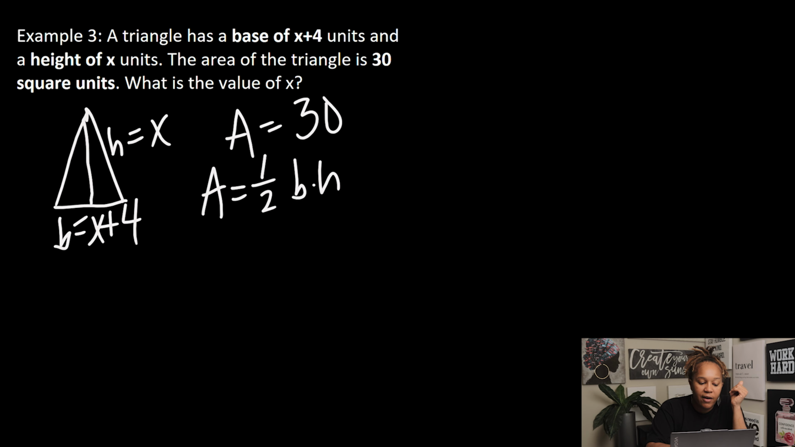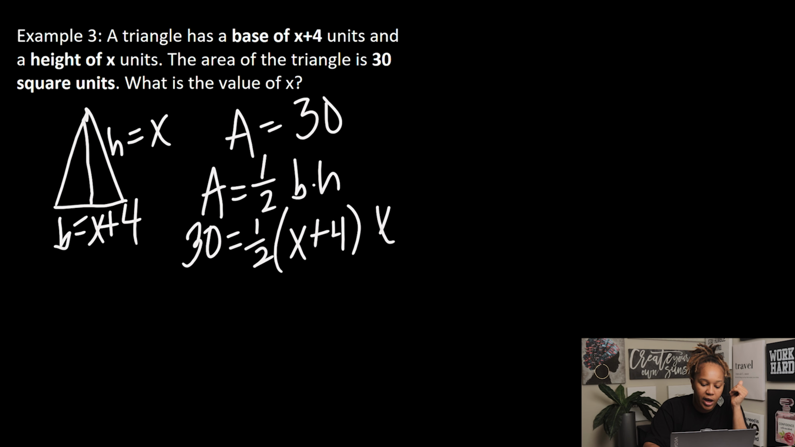Well, we also have all these values. We have this value for A, which is 30. We have this value for B, which is x plus 4. And then we have this value for H, which is x. And so what we end up here with is actually a quadratic equation. And let me show you why.